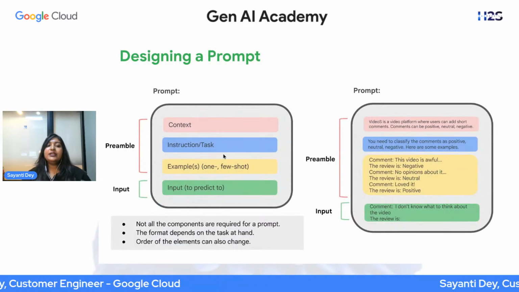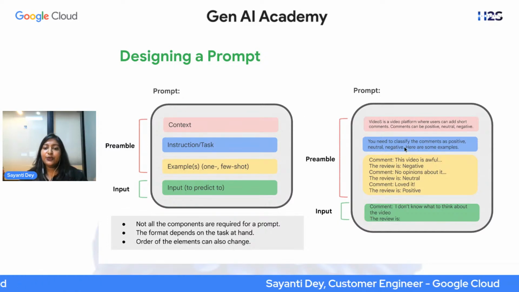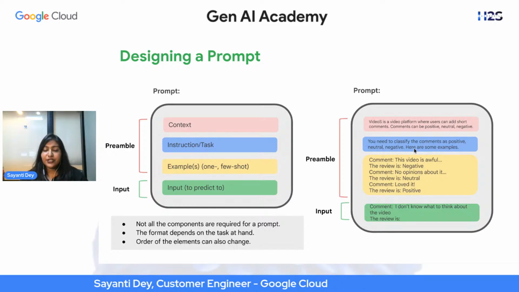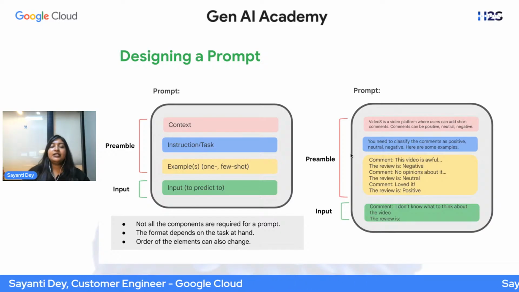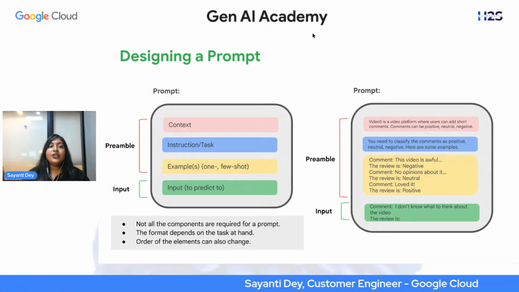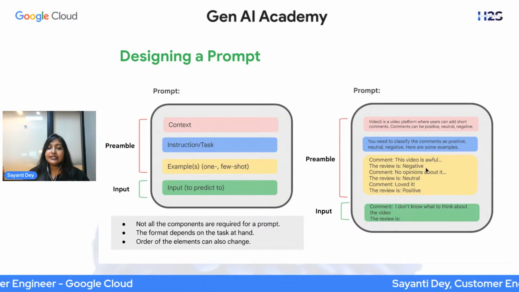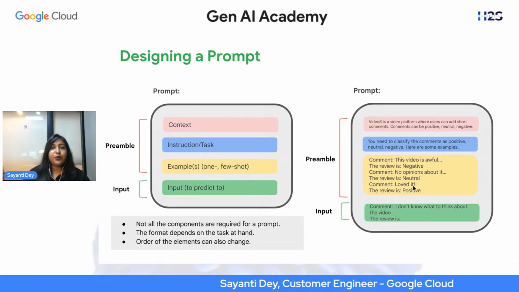So when we are talking about tasks, we are clearly specifying that you need to classify the components as positive, negative, or neutral, right? Now the third part comes, which is called examples, right? The models can learn from your examples as well. So here I'm specifying that if this is a comment, this video is awful, the review is negative, right? Then similarly, I'm giving examples for neutral and positive as well.